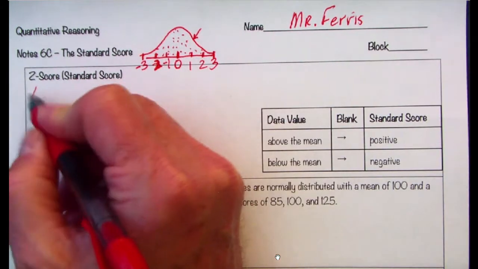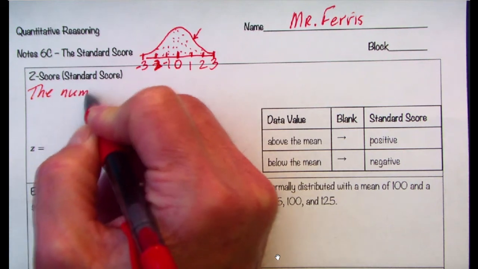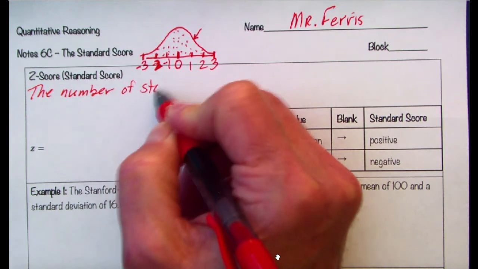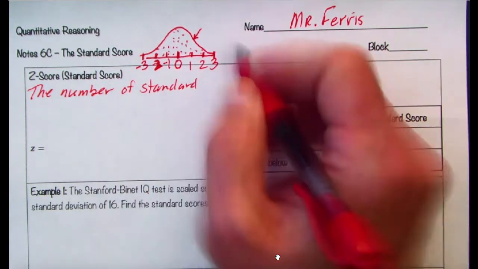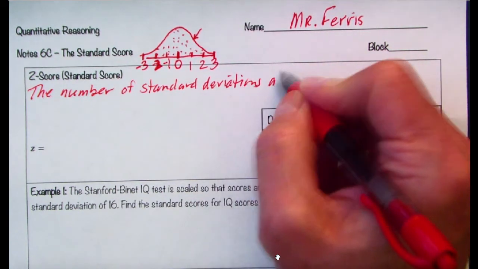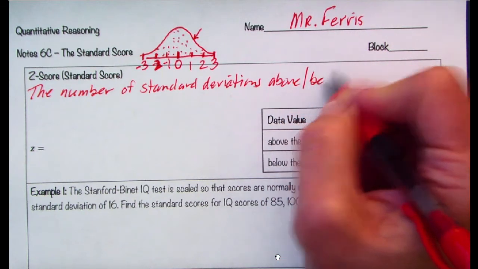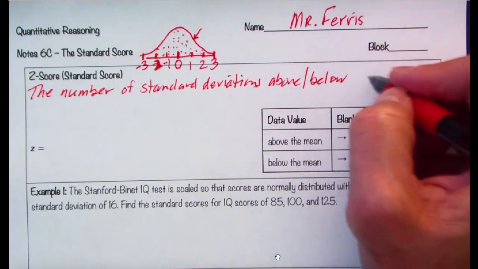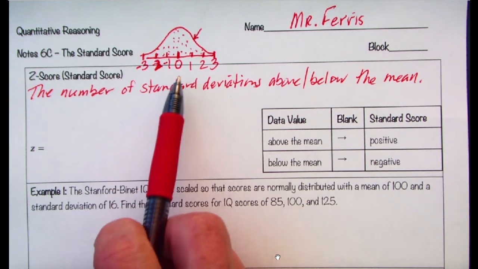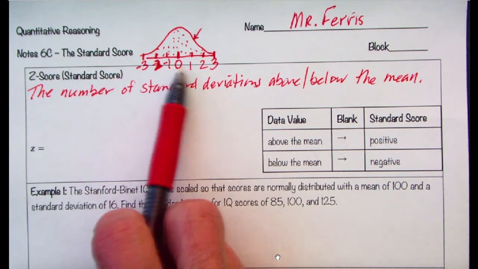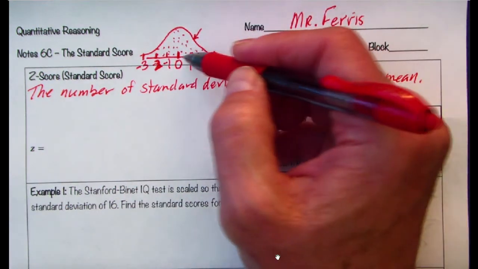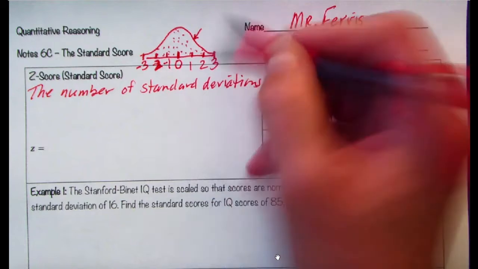Z-scores are simply the number of standard deviations above or possibly below the mean. Now again, on the standard normal curve, we just use 0 in the middle and 1, 2, 3, and -1, -2, -3. Obviously, not every data point is going to fall exactly on one of these, so the ones that are in between are what we're going to deal with today.